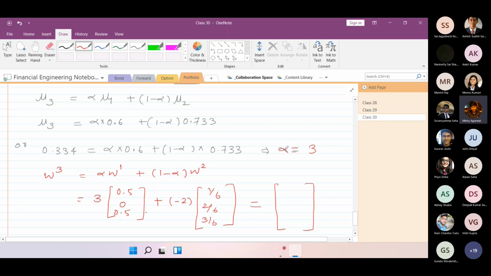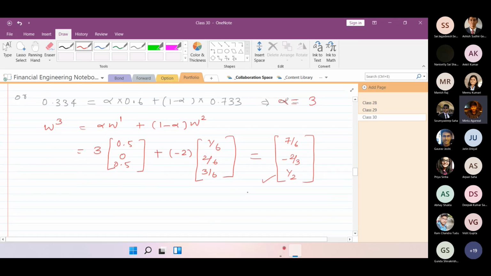1.17 minus 0.66. 1.17 comes out to be 7 by 6, and 0.66 is 2 by 3. And sir, half minus 1. Sorry, yes, half. So using this weight W3, you can calculate the minimum risk. What will be the value of the minimum risk?